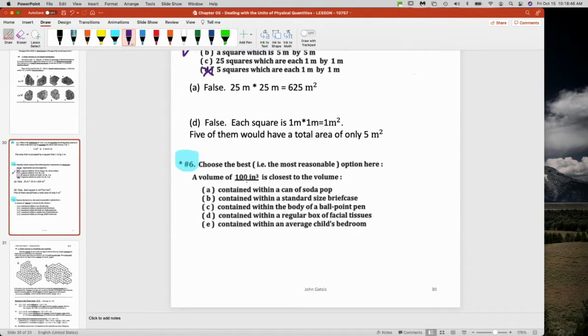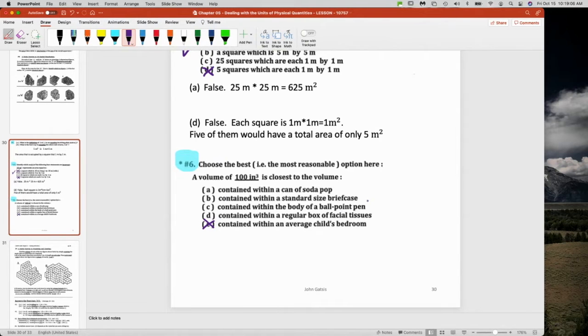E, yeah. 100 cubic inches, right? In a bedroom? No way. I mean, a bedroom, child or not child, whatever. In a bedroom, you're talking about many, many, many square feet. And if you expand that to a volume, it's going to be gigantic.